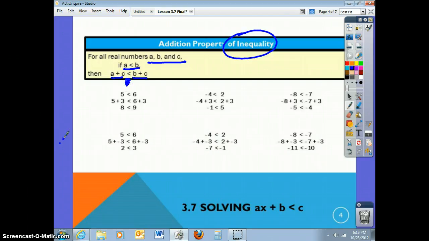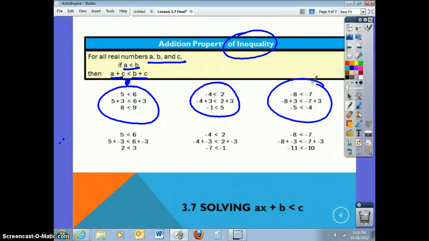So I tried a couple different ways to show you that this is true. If 5 is less than 6, which obviously it is, and I add 3 to both sides, I have 8 is less than 9. If I choose a negative and a positive number, negative 4 is less than 2, and I add 3 to both sides, I get negative 1 is less than 5, which is also true. If I take two negative numbers, negative 8 is less than negative 7, and again I add 3 to both sides, I have negative 5 is less than negative 4, which is true.